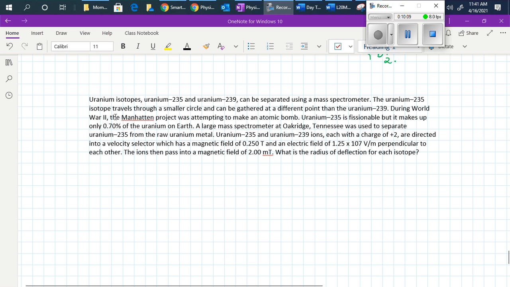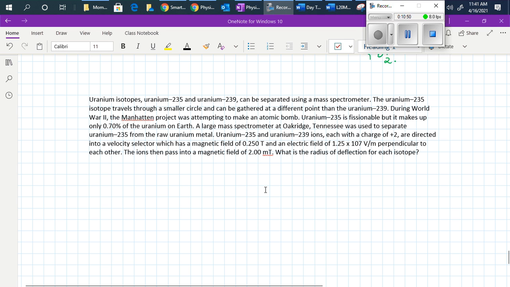During World War II, the Manhattan Project was attempting to make an atomic bomb. Useless information for our purposes. Uranium-235 is feasible, but it makes up only 0.70% of uranium on Earth. A large mass spectrometer at Oak Ridge in Tennessee was used to separate uranium-235 from raw uranium metal. We know that because it is a mass spectrometer that we are dealing with. But this is what you will see on the question, okay?